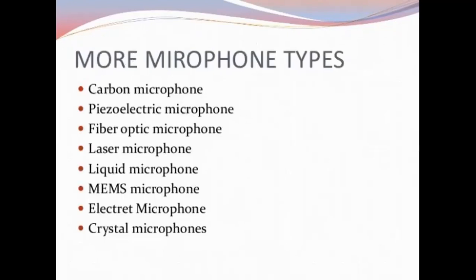We have some more microphone types here, that is a carbon microphone. Carbon microphone, basically also known as carbon button microphone. Button microphone or carbon transmitter is a type of microphone, a transducer that converts sound to an electrical audio signal. It consists of two metal plates separated by granules of the carbon.